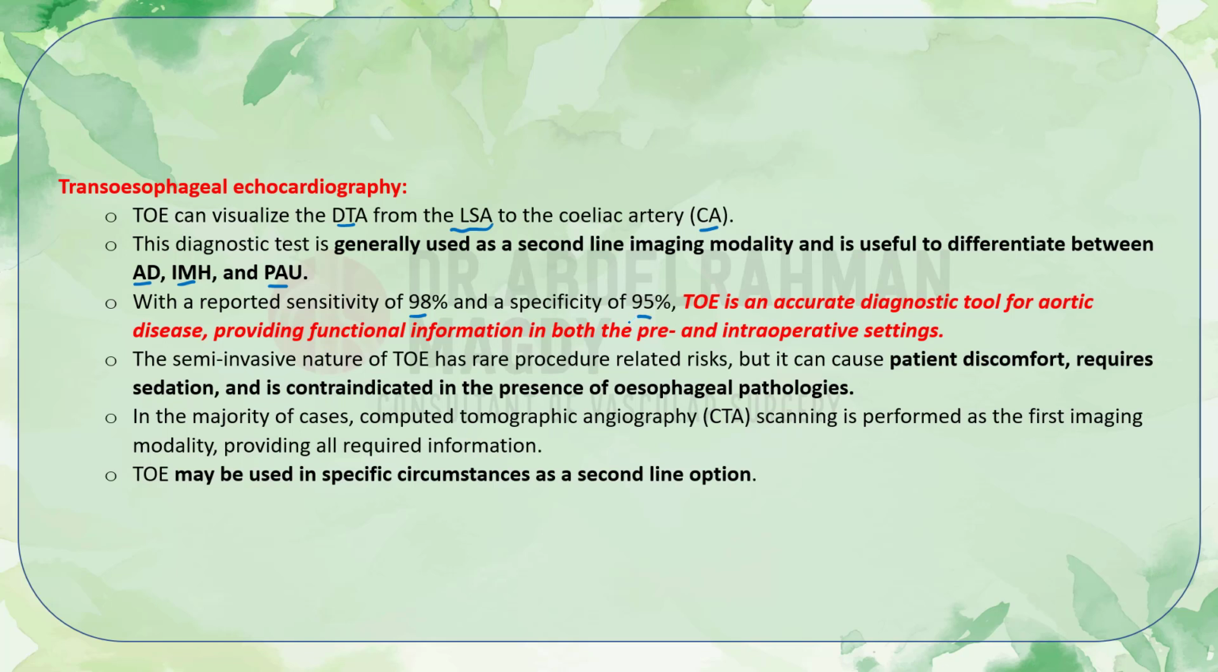Transesophageal echo is an accurate diagnostic tool for aortic disease, providing functional information in both the pre- and, the most important thing in transesophageal echo, actually the intraoperative settings, as it can delineate, after correction of the dissection, how the true lumen is expanded, and whether there is flow or no flow in the false lumen after the intervention. So it can be used intraoperatively.